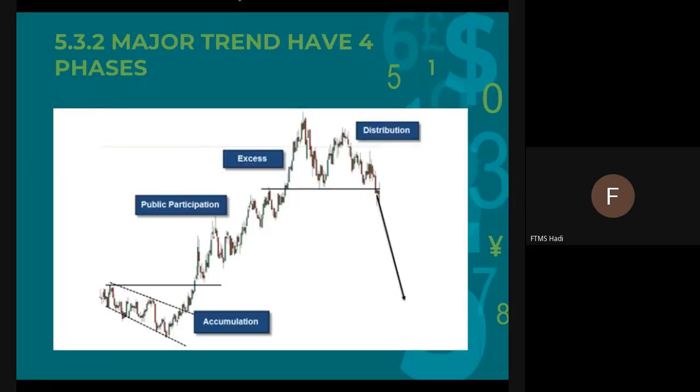The second one: a major trend has four phases. It is based on timing: accumulation, public participation, excess, and distribution. Let's say this is day one and this one is day 30. On day one, accumulation happens because we cannot see the trend yet. Because it is day one, they need to collect the trading volume, that means information. They need information first.